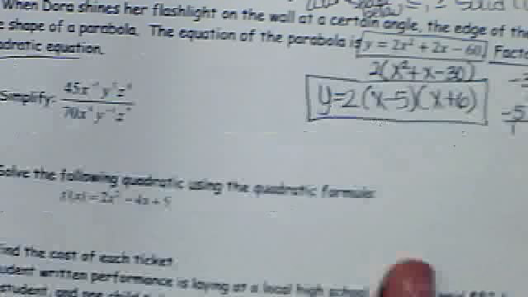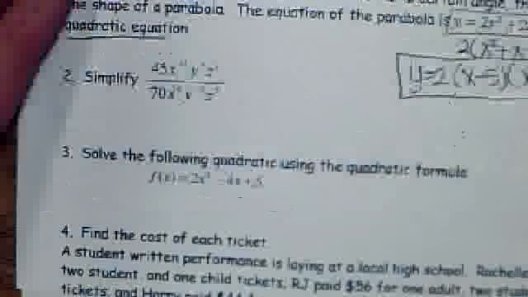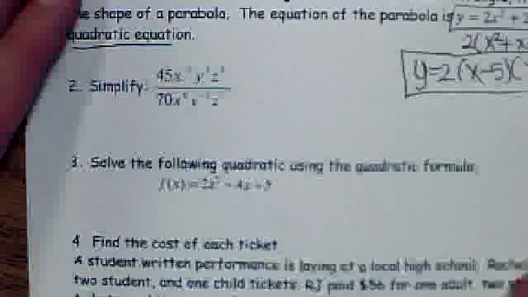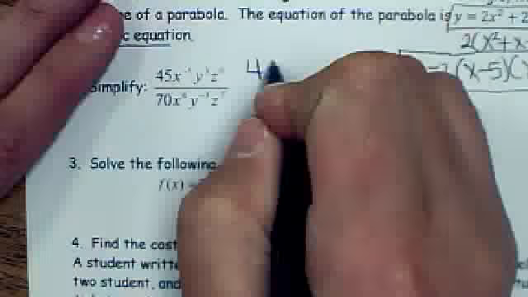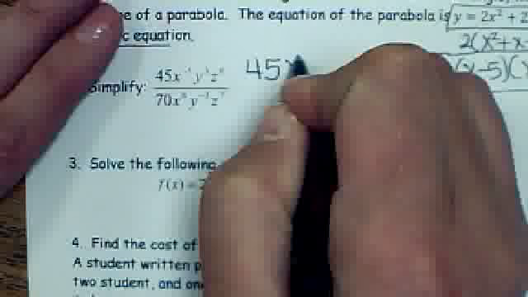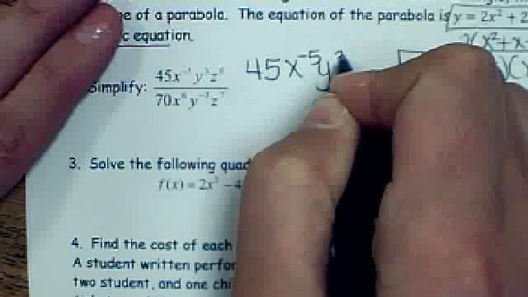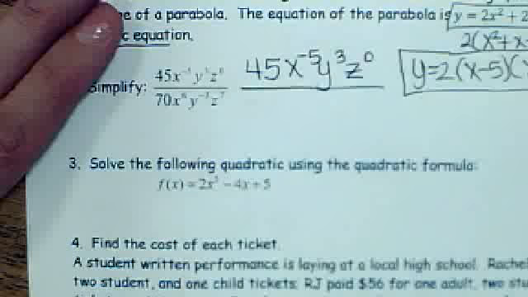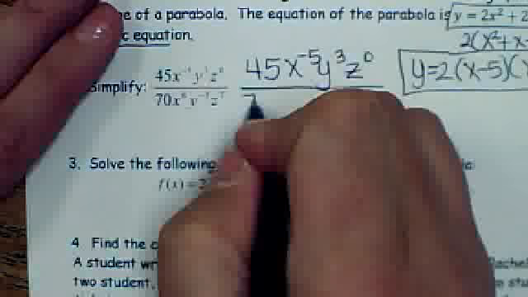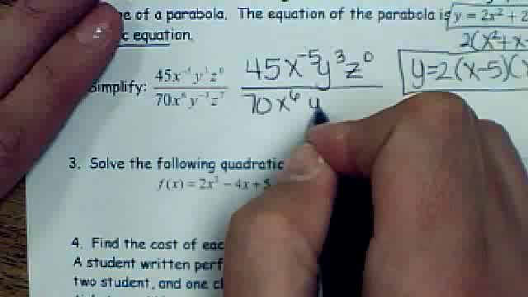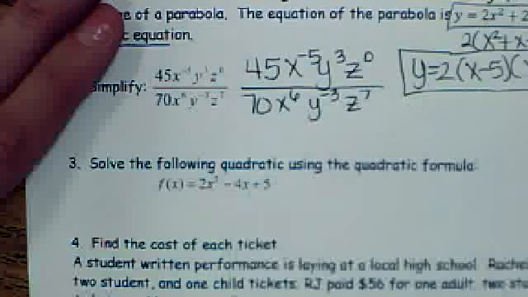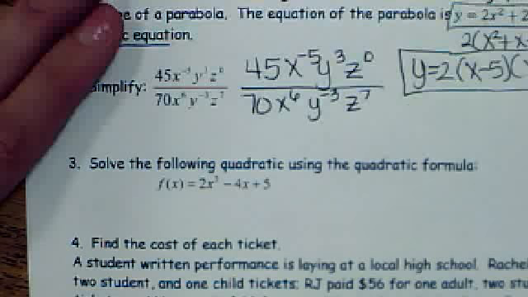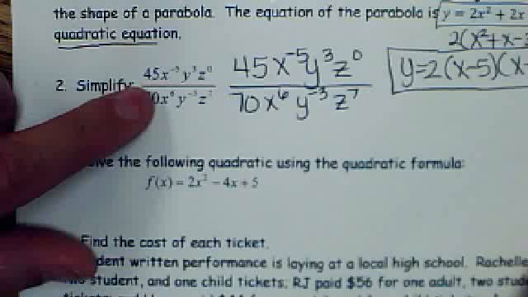So let's look at problem number 2. Problem number 2, and it might be hard to read on your screen, so I'm going to write it a little bit bigger, is 45 x to the negative 5th, y to the 3rd, z to the 0, over 70 x to the 6th, y to the negative 3rd, z to the 7th. So I just rewrote it so maybe you could read it a little bit better, because again, it was left off your paper. And I know it's hard to see on that video.